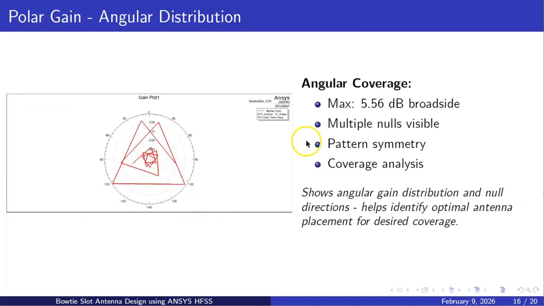The polar plot shows angular gain distribution with a maximum gain of 5.56 dB at broadside. Multiple nulls are visible in the pattern, showing excellent symmetry. This visualization helps identify optimal antenna placement for desired coverage and reveals null directions to avoid.